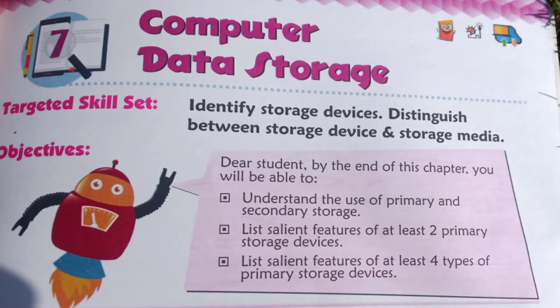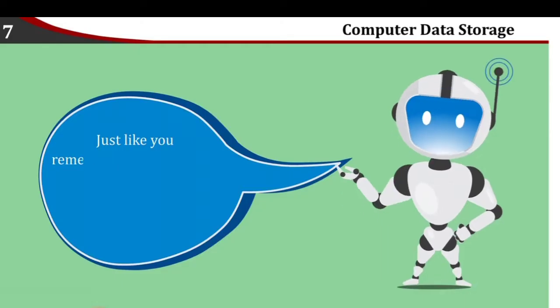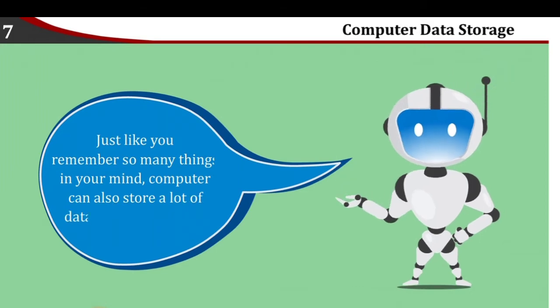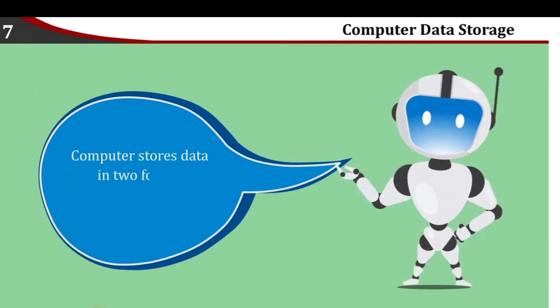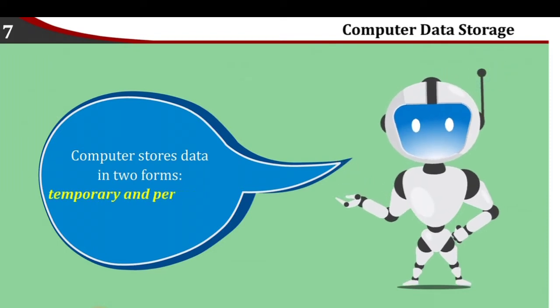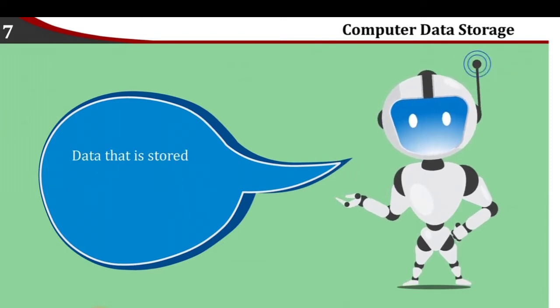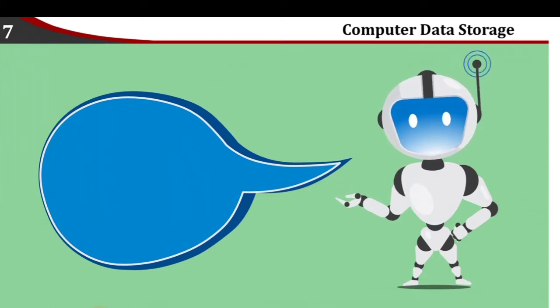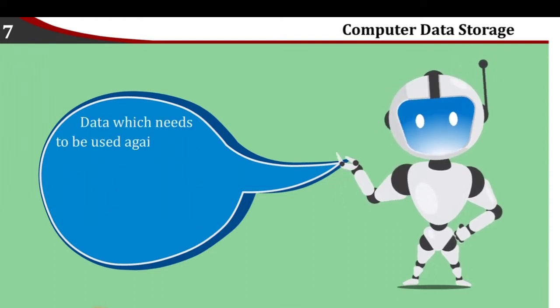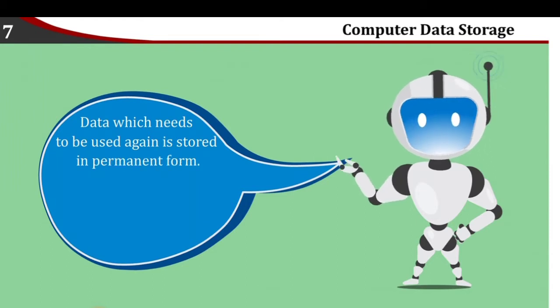Chapter 7: Computer Data Storage. Just like you remember so many things in your mind, a computer can also store a lot of data and information. A computer stores data in two forms, temporary and permanent. Data that is stored in a temporary form is lost once the computer is shut down. Data which needs to be used again is stored in permanent form.